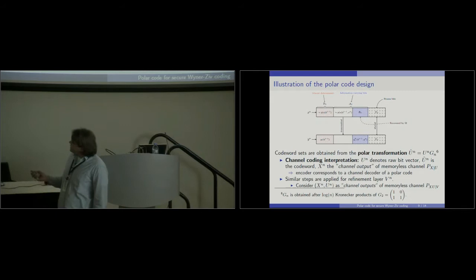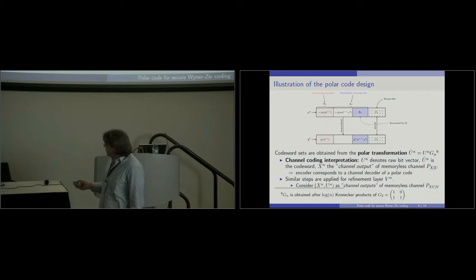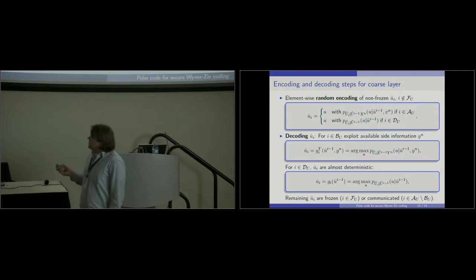This is for the coarse layer, and similar steps can be done for the refinement layer, which is modeled by V^N. And then for this one, we take X^N and U^N as the channel outputs, and we do exactly the same, but now we have this as our channel output, and we have such a memoryless channel. Here's once again the encoding and decoding. So if a bit is in this set, it actually can be deduced from, or it is a descriptive bit of the source description. So we take this according to this distribution. If the index corresponds to this almost deterministic set, the bit is chosen from the other code word entries.